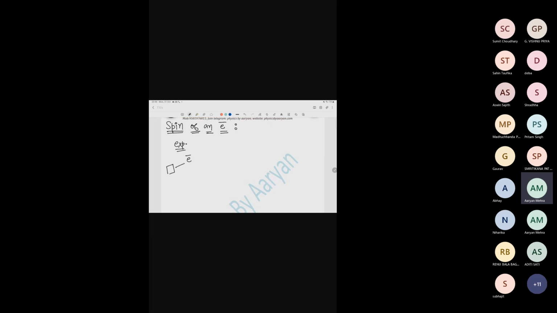So I now quickly want to describe one thing which is very nice. Spin of an electron. Now let's apply whatever we have learned today. So there is an electron, and an experimental person wants to do an experiment. There is some device which can measure this electron. Let's say the Stern-Gerlach experiment. The Stern-Gerlach experiment can measure the electron's spin.